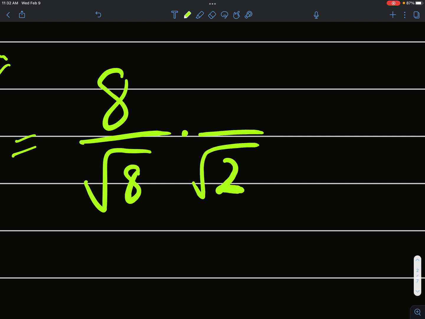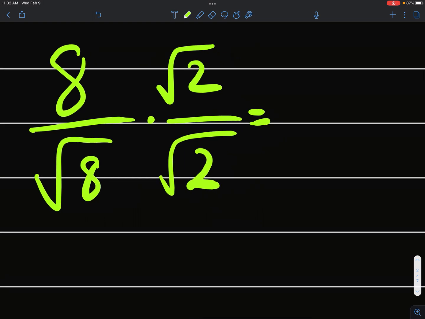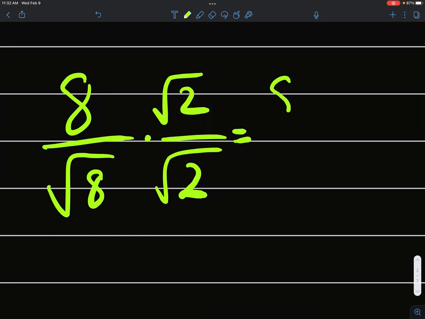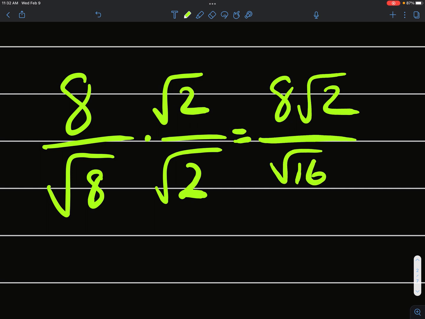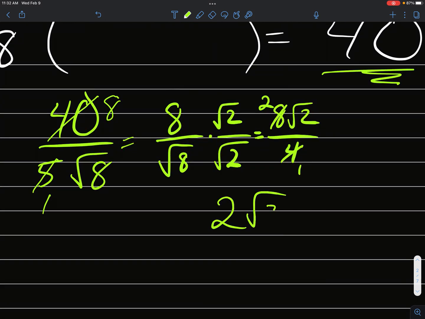8 times 2 will give me radical 16, so radical 2 over radical 2. Because you can do this because this doesn't change the value. This is just straight up 1. You haven't done anything to the actual problem. So then we have 8 radical 2 over radical 16. Radical 16 becomes 4. And then 4 goes into 8 twice. So we are left with 2 radical 2 as our answer.